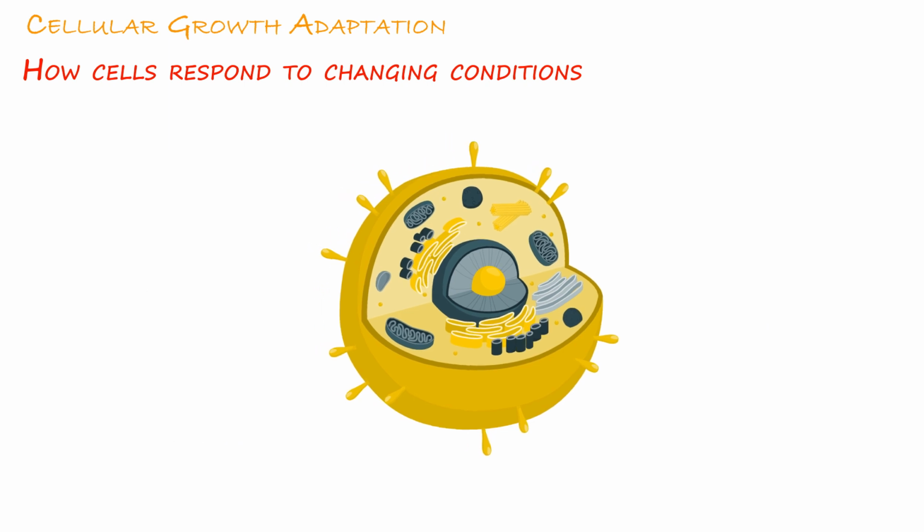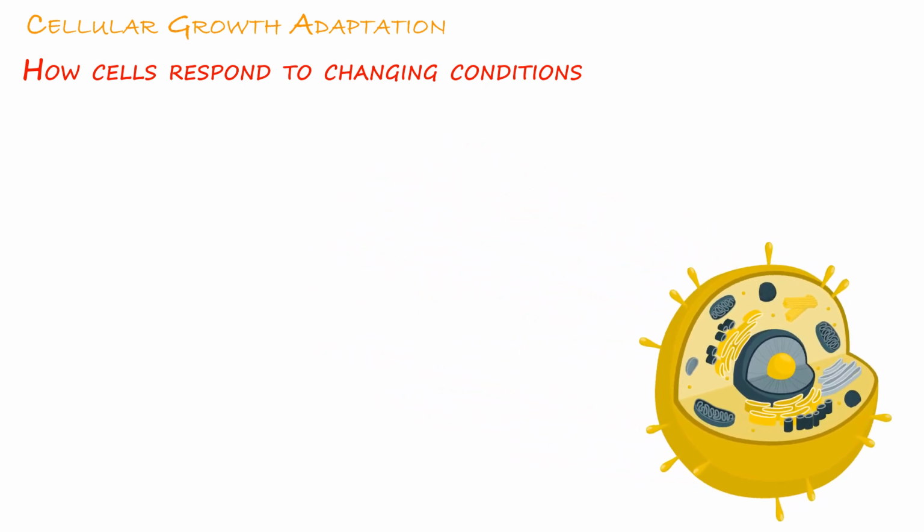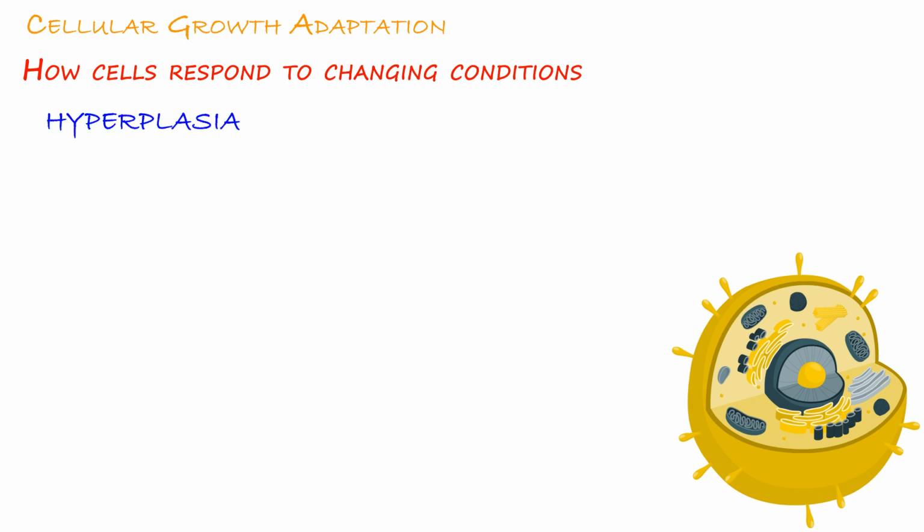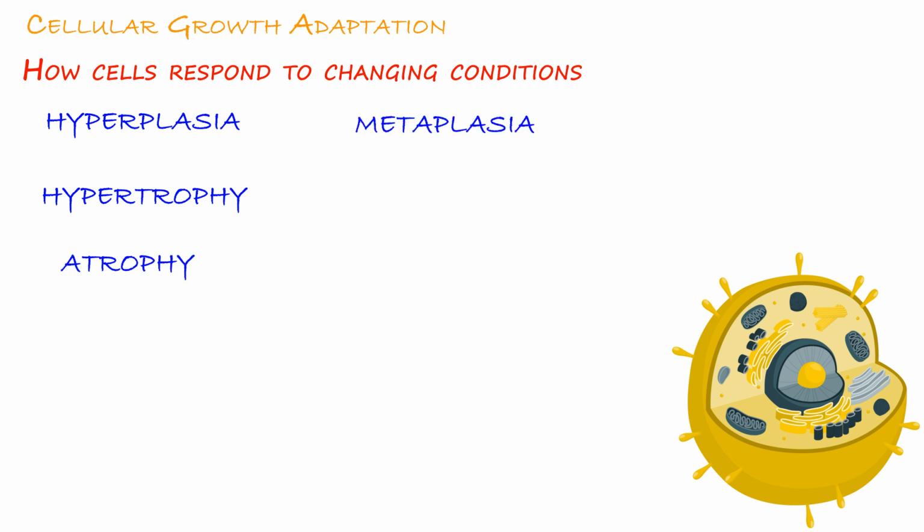In this video, we'll cover the major types of cellular adaptations. These include hyperplasia, an increase in cell number; hypertrophy, an increase in cell size; atrophy, a decrease in cell size; metaplasia, a change in cell type; dysplasia, abnormal cell growth; aplasia, complete developmental failure; and hypoplasia, incomplete development.